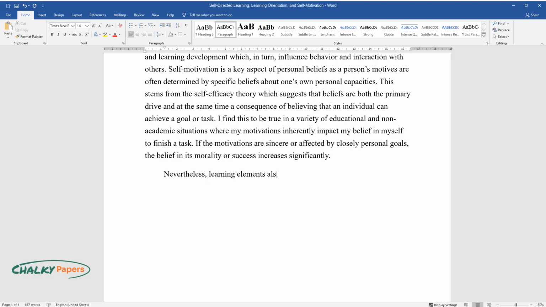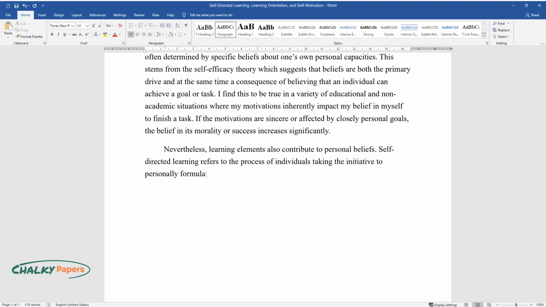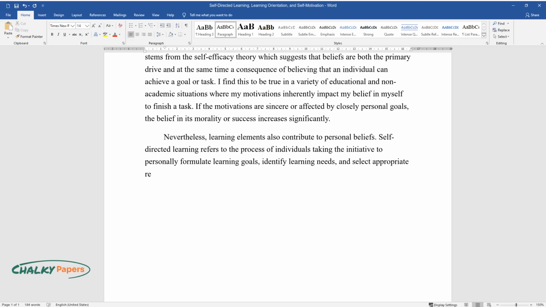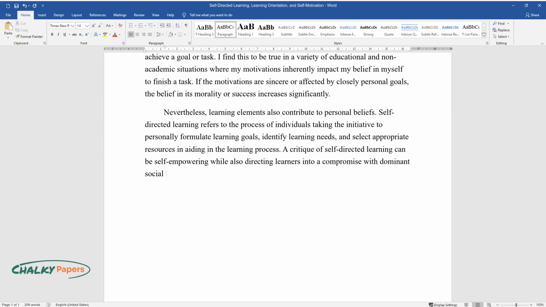Nevertheless, learning elements also contribute to personal beliefs. Self-directed learning refers to the process of individuals taking the initiative to personally formulate learning goals, identify learning needs, and select appropriate resources in aiding in the learning process. A critique of self-directed learning is that it can be self-empowering while also directing learners into a compromise with dominant social conformity.